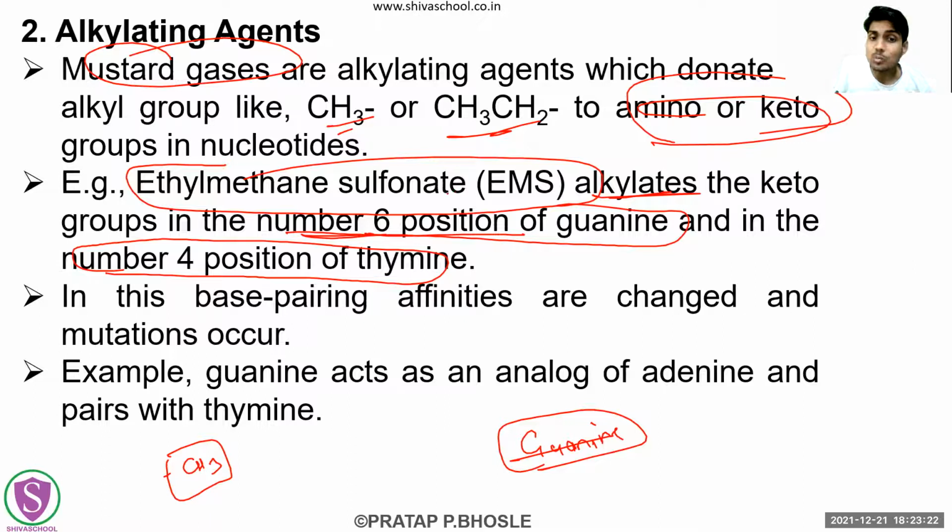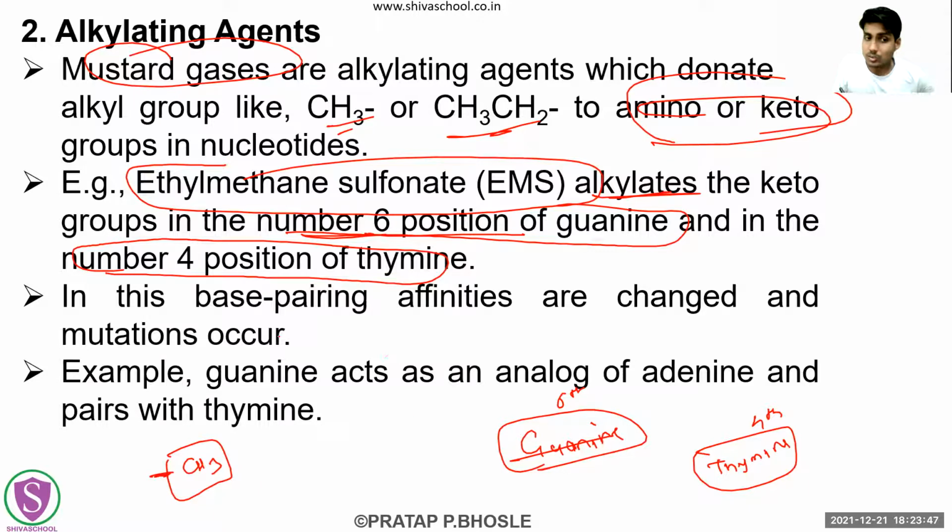adds this alkyl group at guanine के 6th पोजीशन पे और thymine के 4th पोजीशन पे. ओके, 4th पोजीशन मीन्स व्हाट? These are the numbers on the ring, उनके जो रिंग्स हैं उसके रिंग को जो नंबर्स हैं ना उसको यह बोला जाता है 4th position or the 6th carbon, 4th carbon. Okay, at that location they will add this alkyl group.